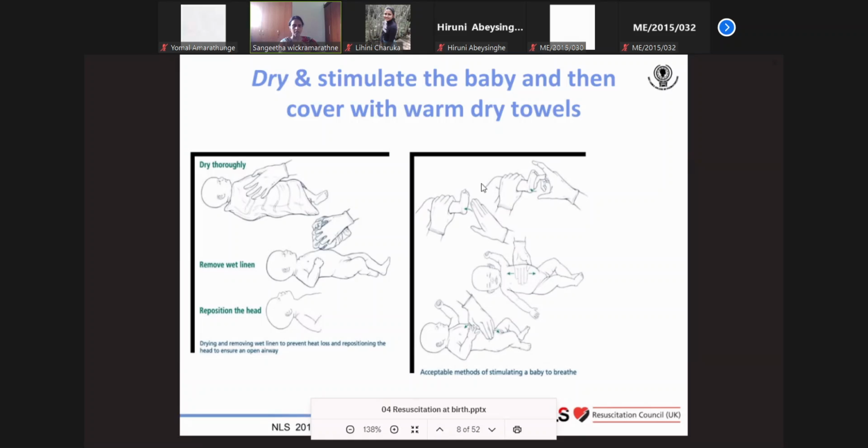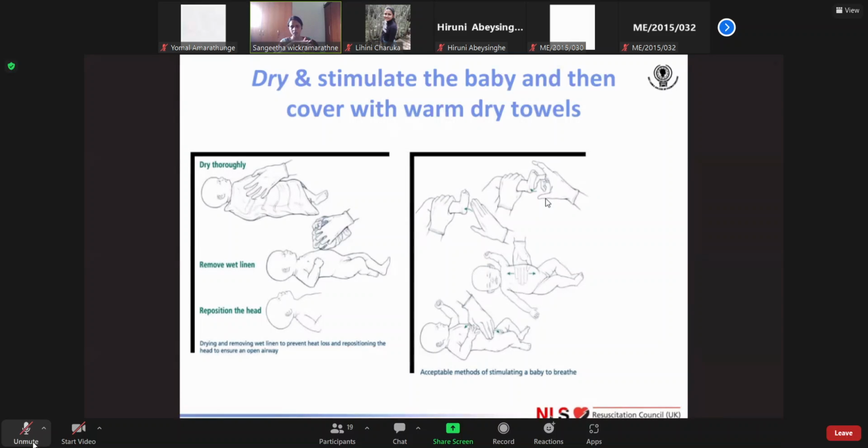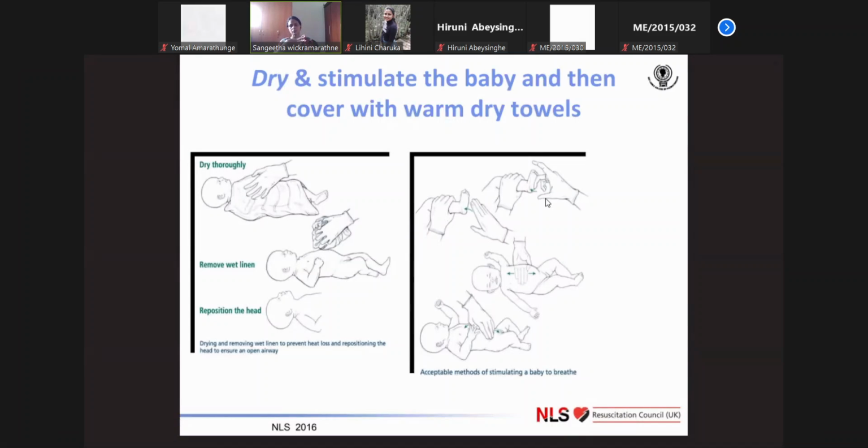movements. Earlier, we have used this kind of painful stimulation, right? But now what we do is gently do it. Otherwise, babies will remember, and their remembrance of pain we have not studied at all. So that's not a good thing, to induce pain just after birth. So gently rub the back and stimulate. That's the way that they do recommend, right?